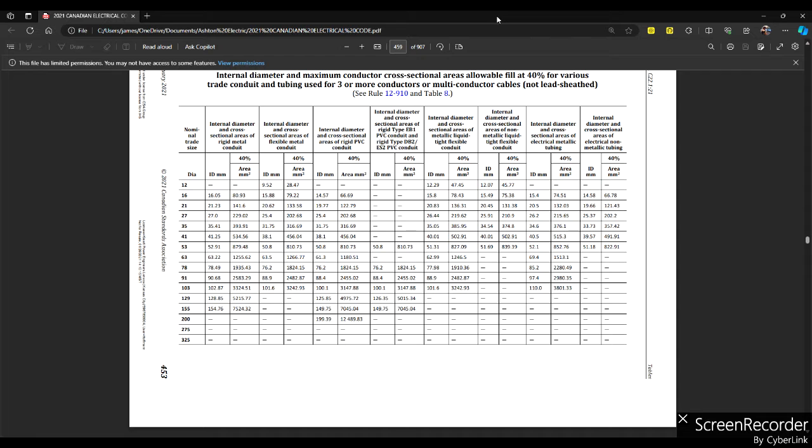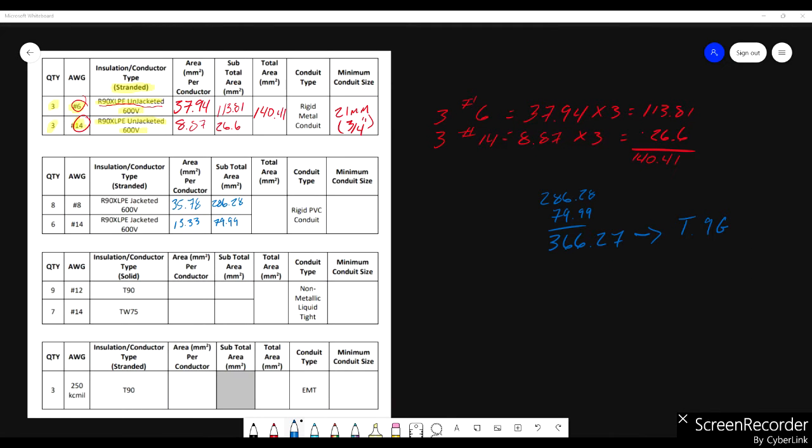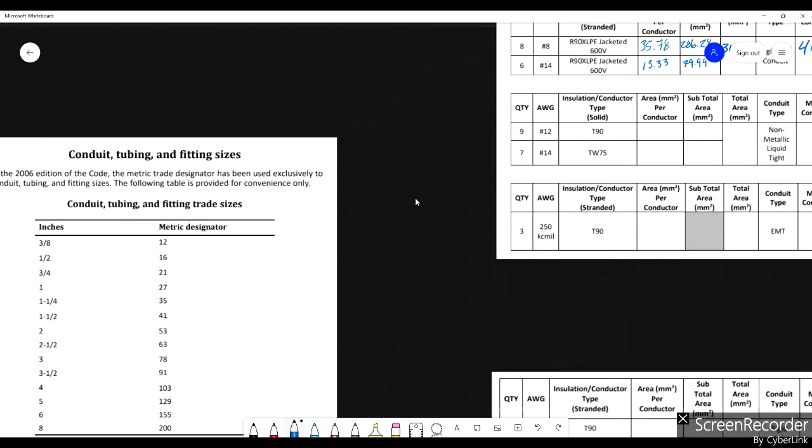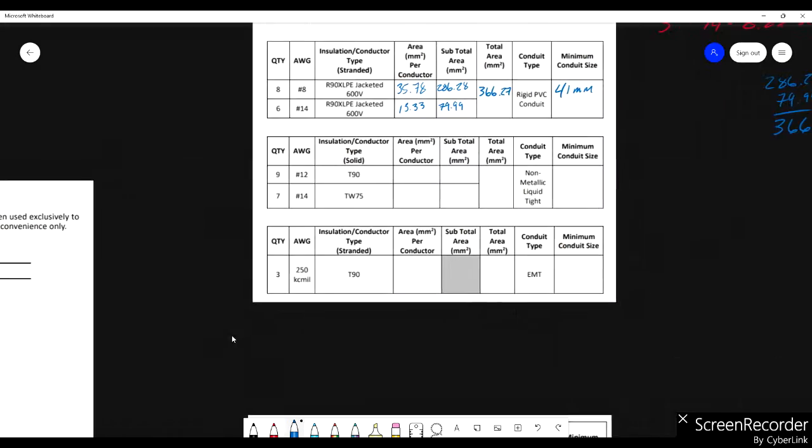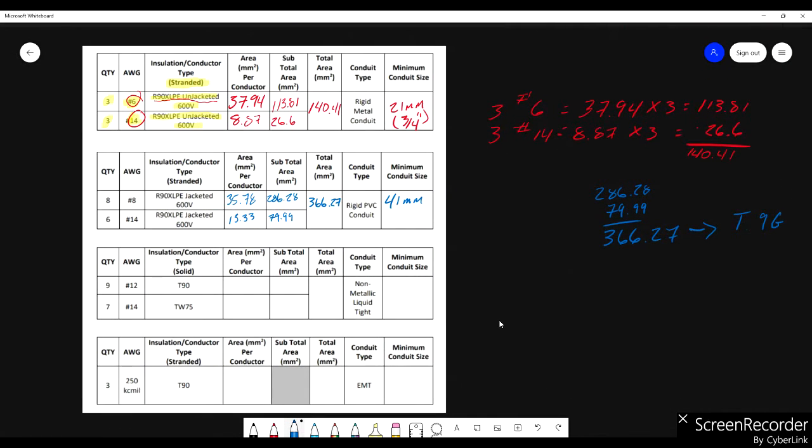Okay, 41 mil. 41 millimeter, and I'll fill this in here, 366.27. And if you want to know what a 41 millimeter conduit is, again, there's that little chart, but we can see that's a 1.5 conduit. So 1.5 for PVC. Okay.